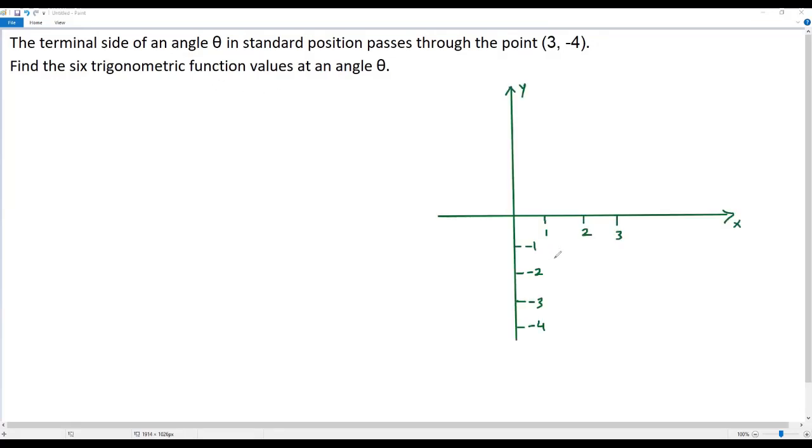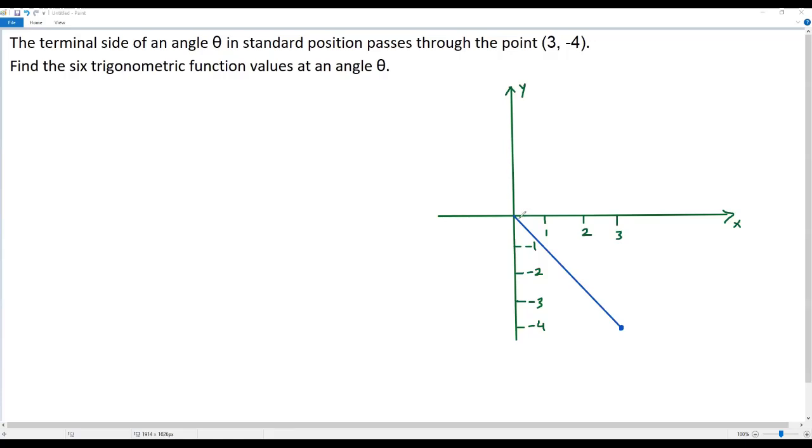Okay, here we have an xy plane. So we have to plot the point (3, -4) because the terminal side of the given angle passes through the point (3, -4). So it's over here because the x coordinate is 3 and the y coordinate is -4. Okay, let me connect a line from the origin to the point (3, -4). So this is the terminal side of the given angle measure, and also the given angle is in standard position.